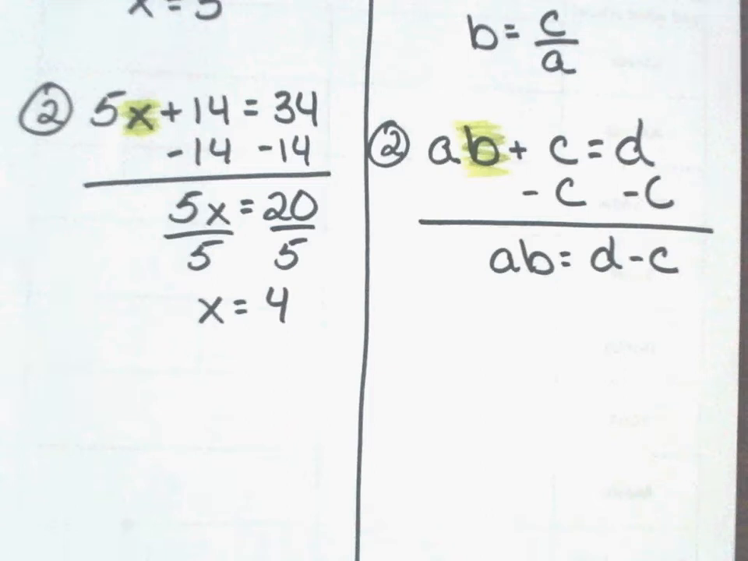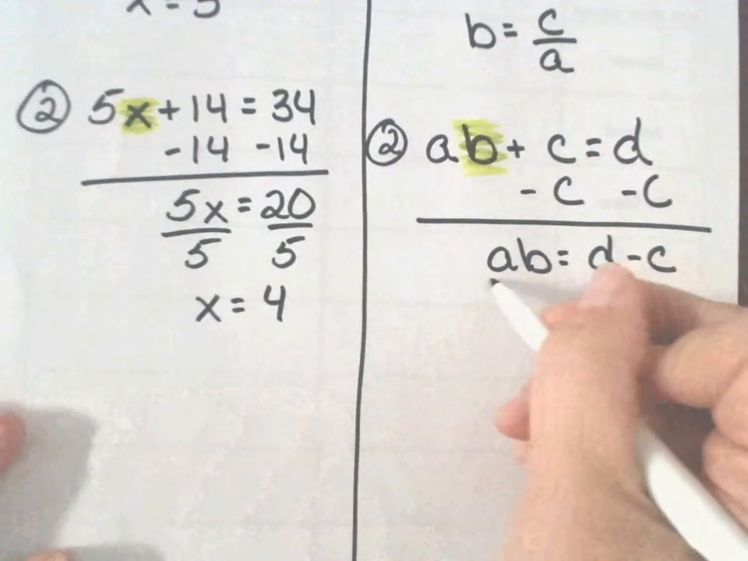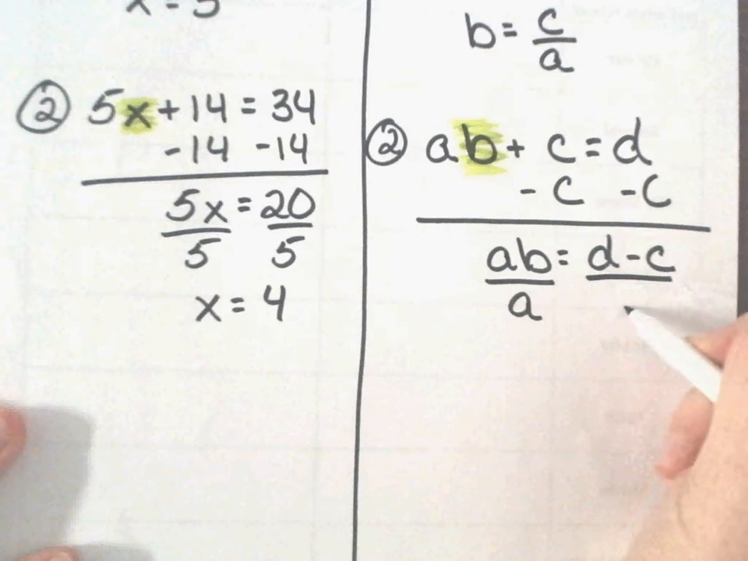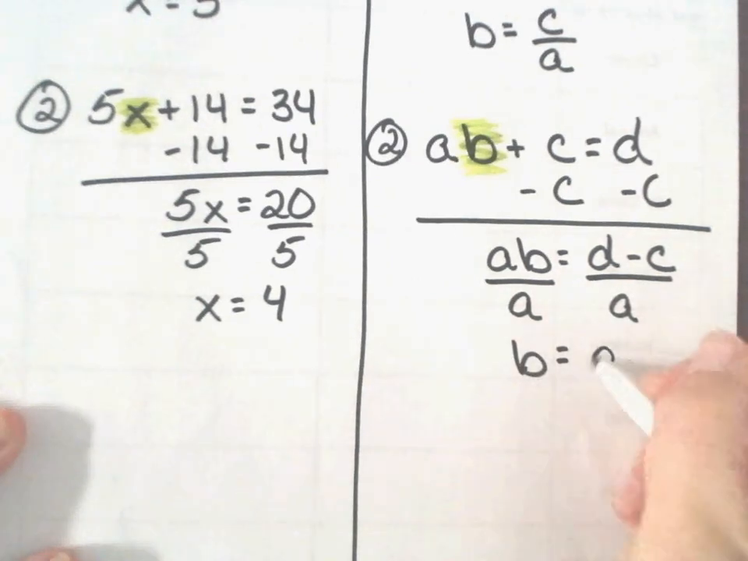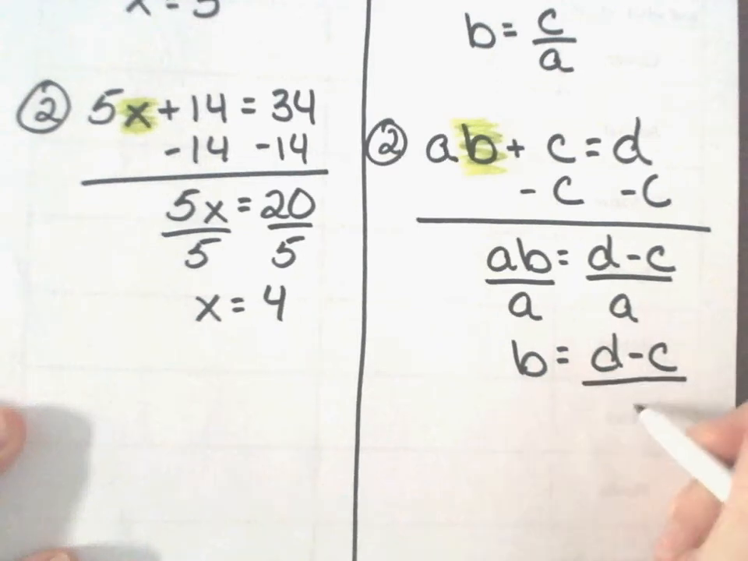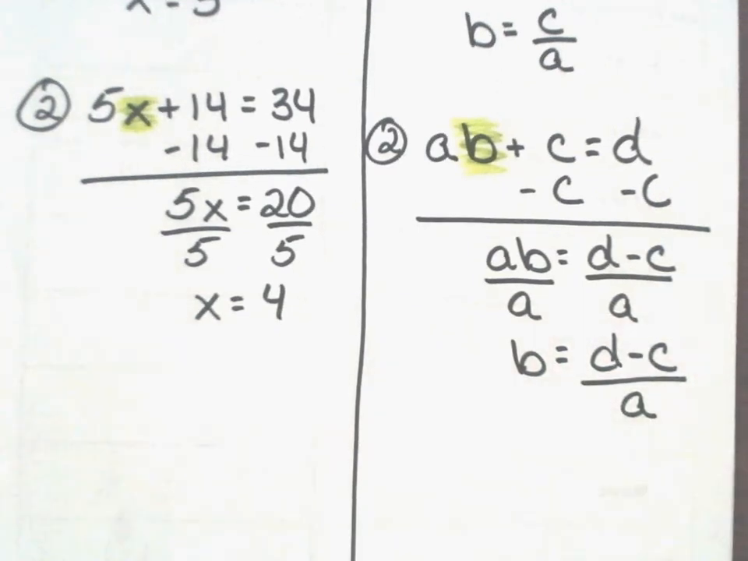And then again, I need to solve for B, so I need B by itself. So how do I get rid of the A? Divide by A. And so we will get B equals D minus C, divided by A.